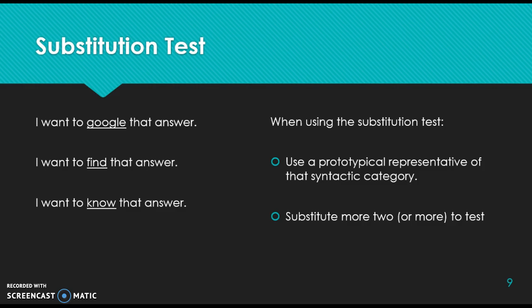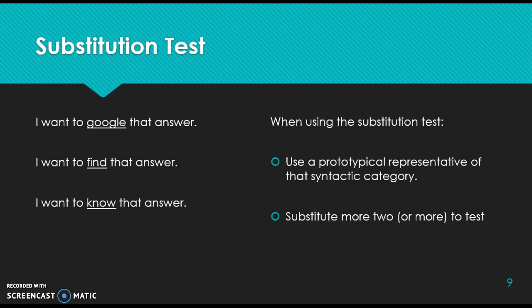That wouldn't work if we tried to substitute it with a noun, right? I want to cat that answer. I want to dog that answer. I want to desk that answer. That doesn't quite sound right. It would be some very interesting creative use of desk and cat for that to make sense. So we found out that Google is a verb by substituting it with other verbs.